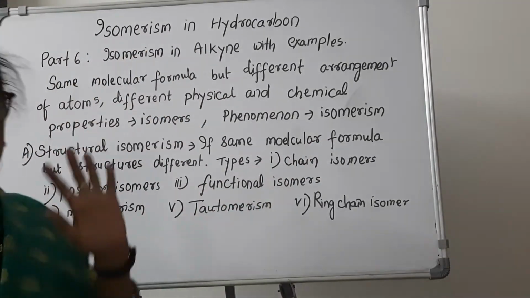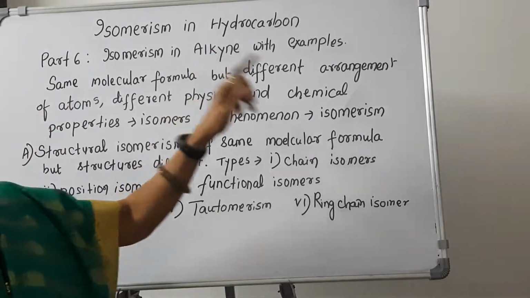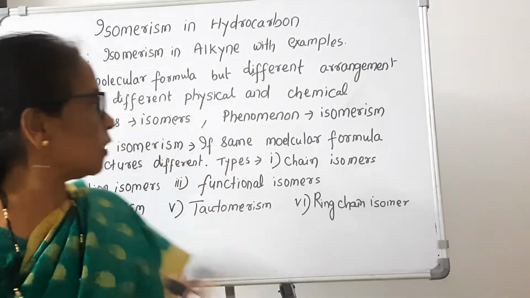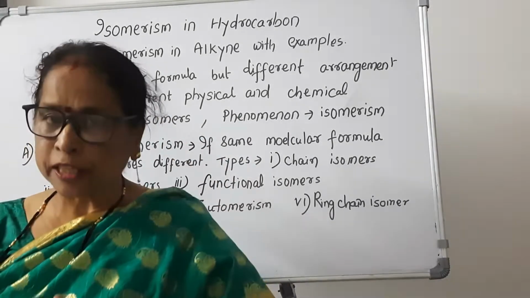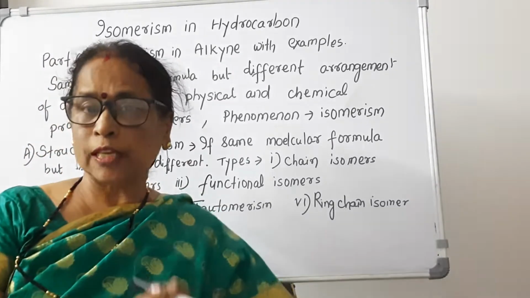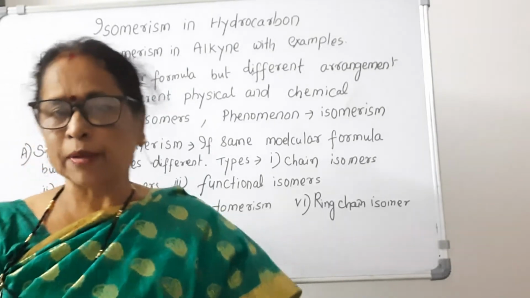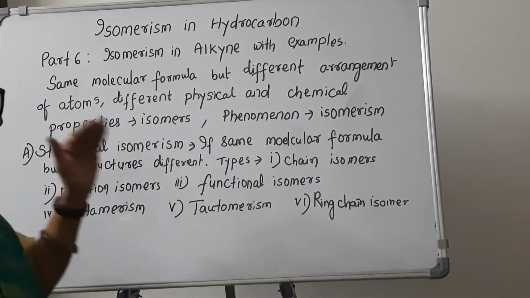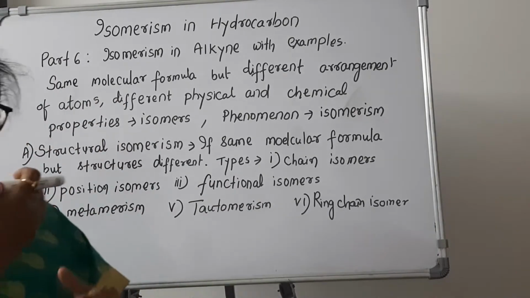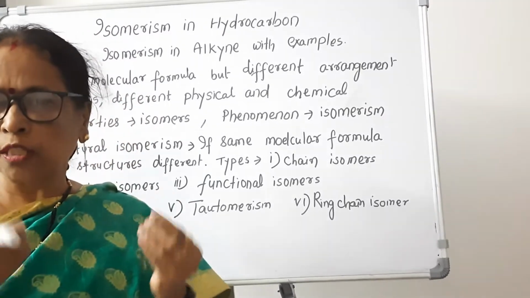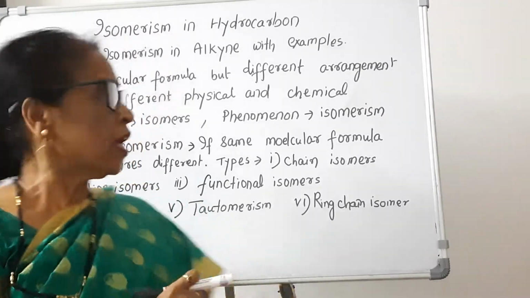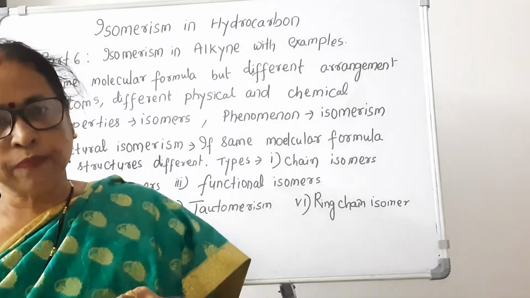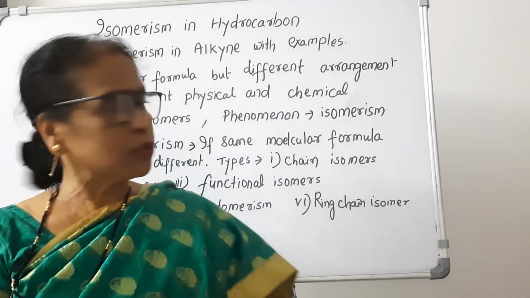Isomerism means the same molecular formula but a different arrangement of atoms, with different physical and chemical properties. When you see the physical properties are different and the chemical properties are also different, this is called isomerism. The compounds which undergo the process of isomerism are called isomers. Are you clear? Isomers are the compounds which show isomerism, and the phenomenon, the process, is called isomerism.